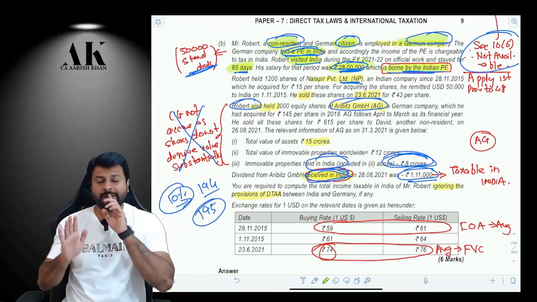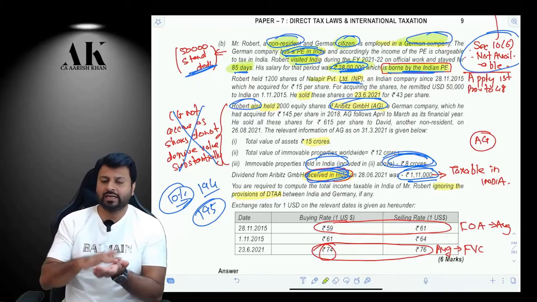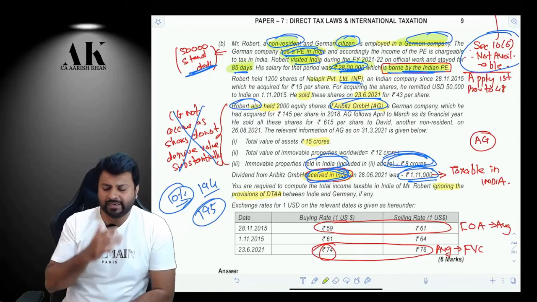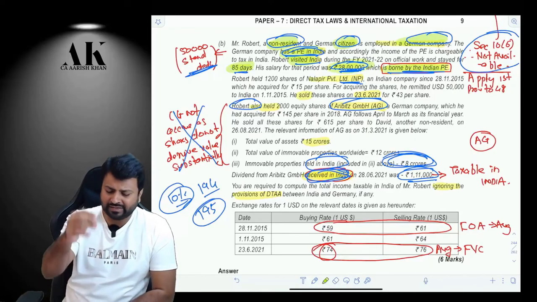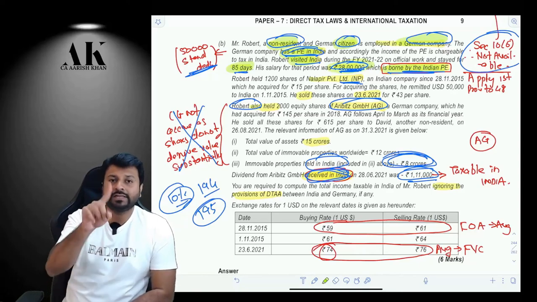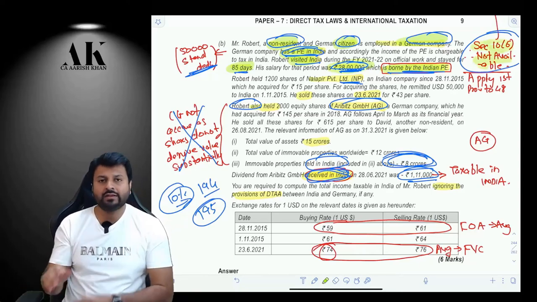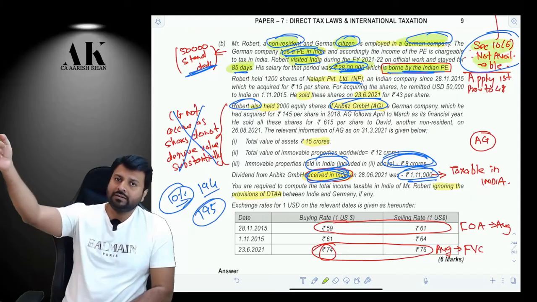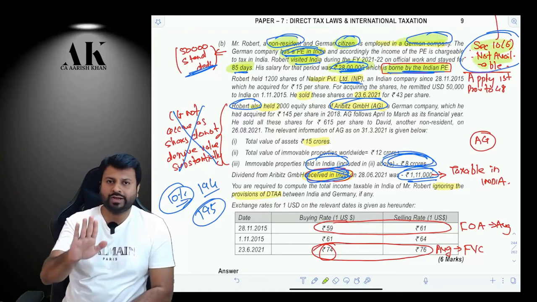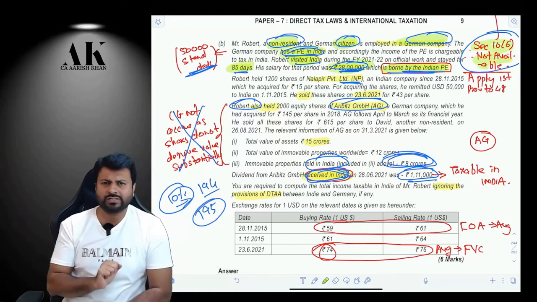The first question is whether this income will be exempt or taxable in the hands of Mr. Robert. Now, Mr. Robert is staying in India for only 85 days. Therefore, he's definitely non-resident. But his income cannot be exempt under Section 10(6). Why? 10(6) is applicable if the non-resident employee comes to India for up to 90 days. So, he is staying for up to 90 days. He is not crossing the 90 days barrier.